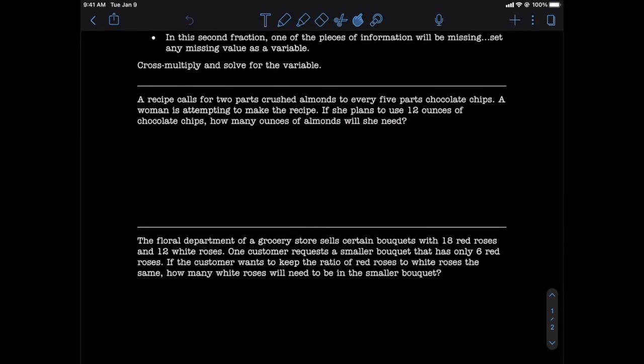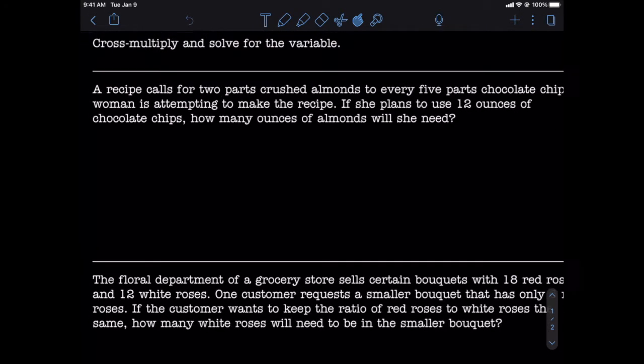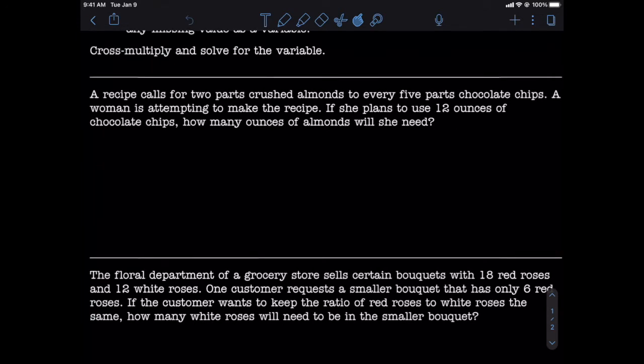Our problem reads, a recipe calls for 2 parts crushed almonds to every 5 parts chocolate chips. A woman is attempting to make the recipe. If she plans to use 12 ounces of chocolate chips, how many ounces of almonds will she need? We know this is a proportion problem thanks to this ratio right here, 2 parts almonds to 5 parts chocolate chips. We'll set up a fraction for this ratio. The most logical one is 2 over 5. The problem also tells us that she's going to be using 12 ounces of chocolate chips, and it wants to know how many ounces of almonds she is going to need.